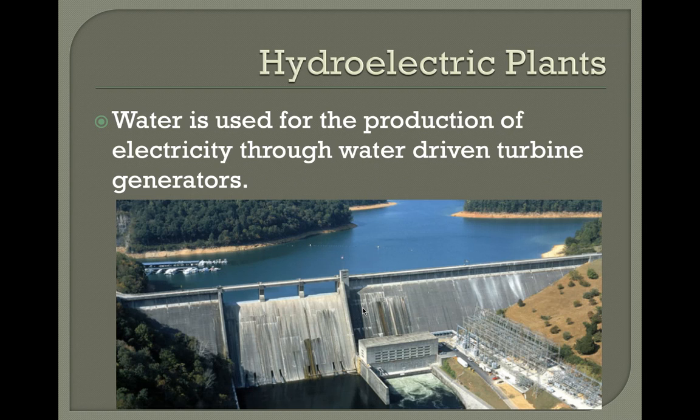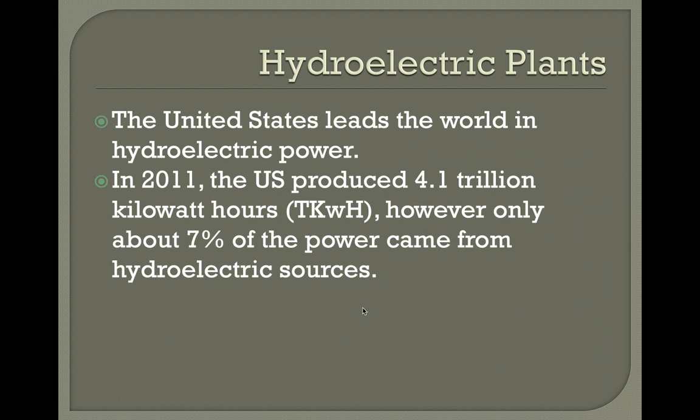One actual industry that uses water is going to be hydroelectric plants, and you can see this dam that's built here. Water is going to be used to make electricity, and so in this particular type of situation, you've got a nice big water feature here, a lake or whatever, and you're using that water to actually turn a turbine that's going to make the electricity that we need. So these are hydroelectric plants. The United States actually leads the world in hydroelectric power.